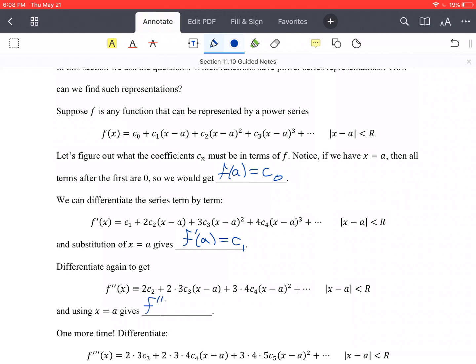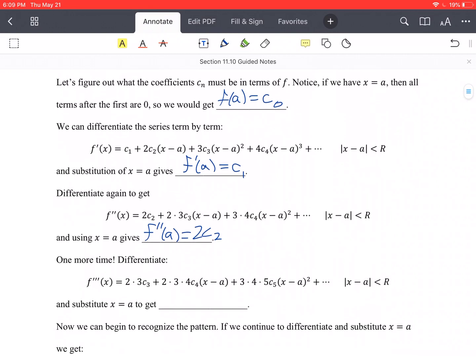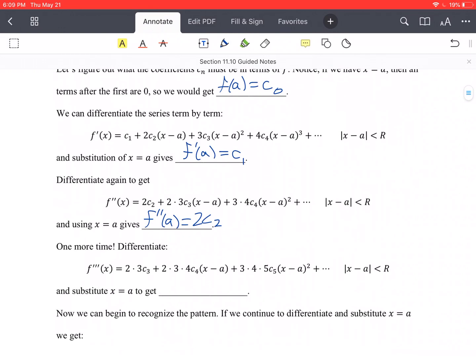gives us f double prime of a equals 2c2. Okay, and then let's do this even one more time. So differentiate again, get f triple prime. So substitute x equals a, and we get f triple prime of a equals 2 times 3 times c3.